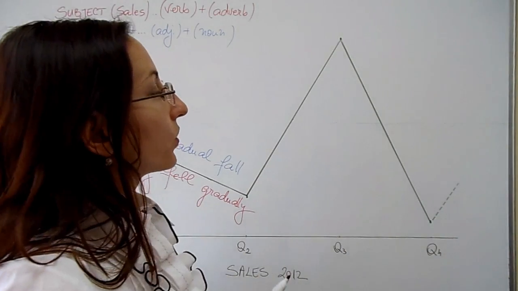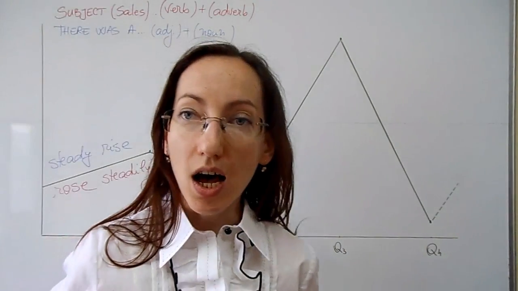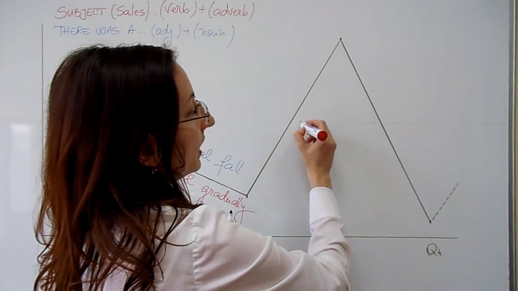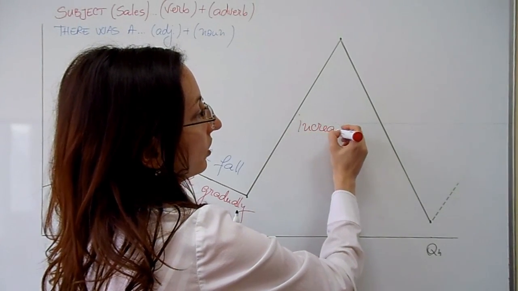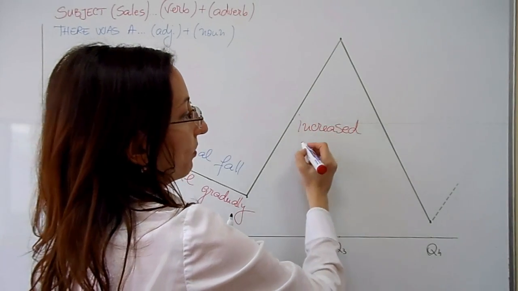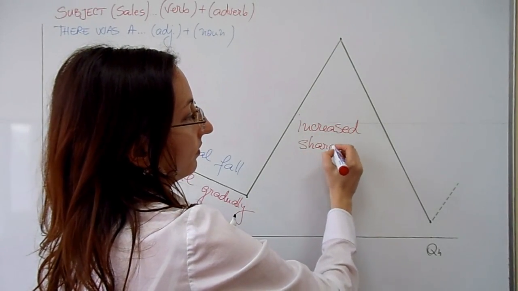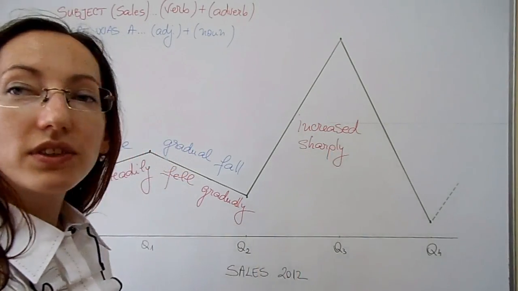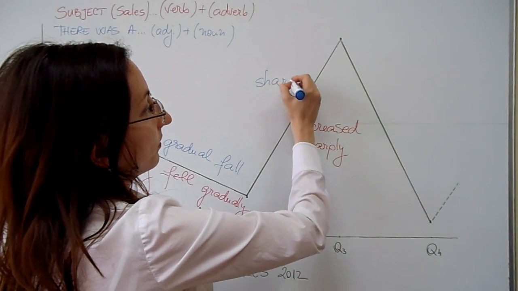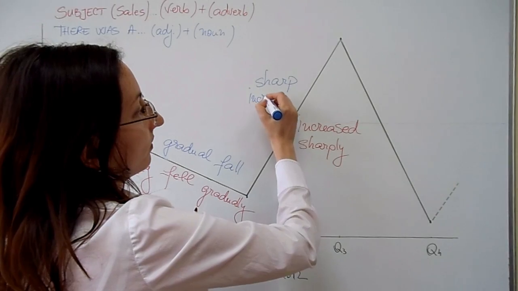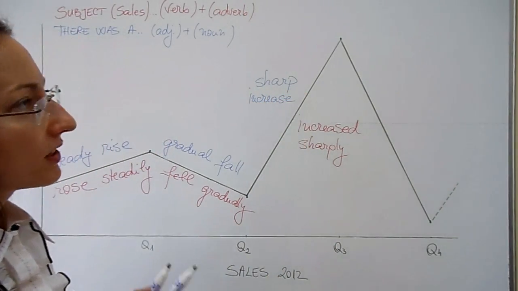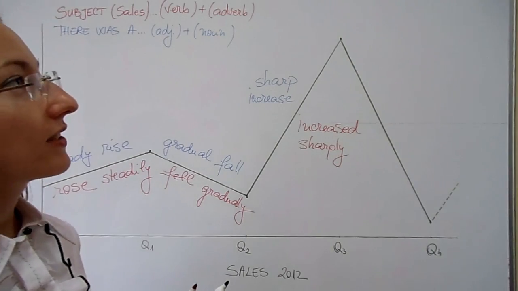Now let's look at the third quarter. We can see that sales went up, but more dramatically this time. So we can use the verb increase. So we can say that sales increased sharply. Alternatively, we can say that there was a sharp increase in the sales.